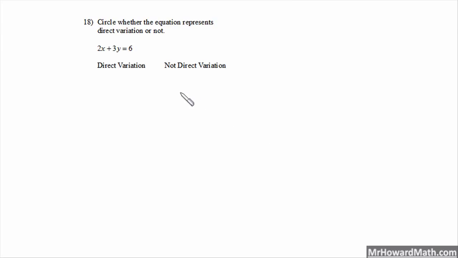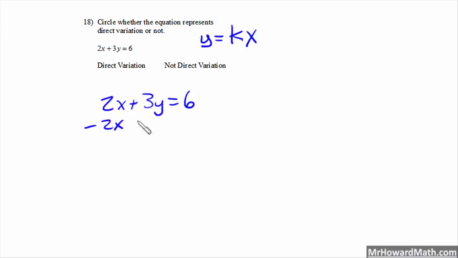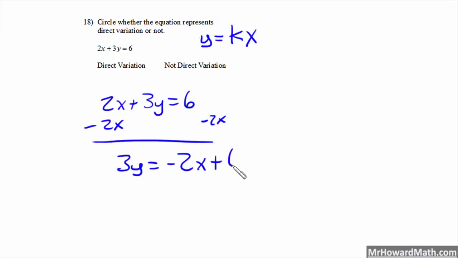Alright, problem 18 says circle whether the equation represents direct variation or not. Direct variation was in the form y equals kx. So we need to get y by itself here to determine if this is direct variation or not. So we have 2x plus 3y equals 6. So we'll subtract the 2x from both sides. That gives us 3y equals negative 2x plus 6.